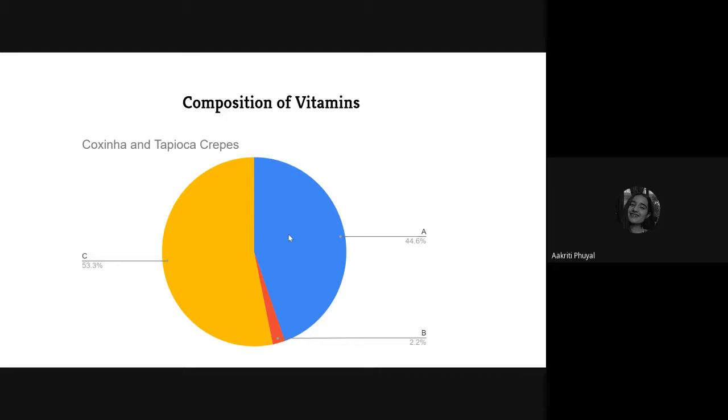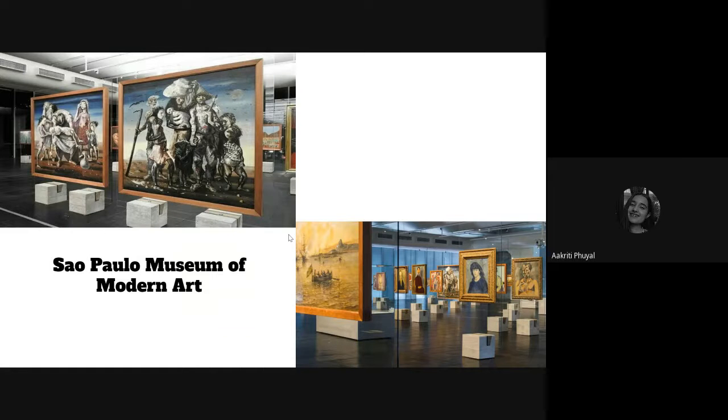Our tummy was so full that we had to go somewhere to digest our food, and thereby we went to Sao Paulo's Museum of Modern Art. It was so beautiful, and it is located in Ibirapuera Park. It was established in 1948, founded by Francisco Matarazzo Sobrinho and Yolanda Penteado. The museum has a collection that includes more than 4,000 works by different artists.